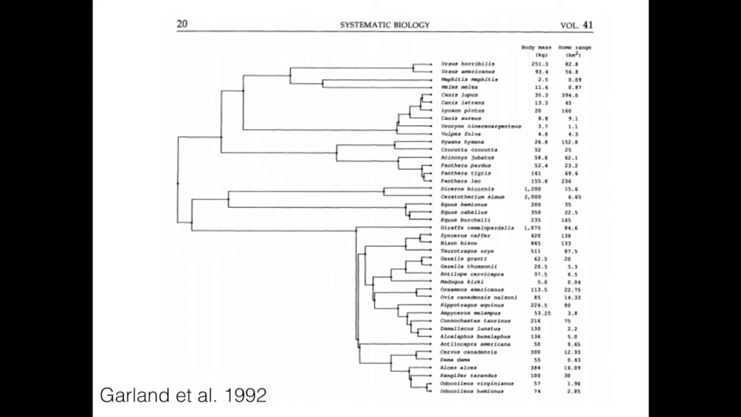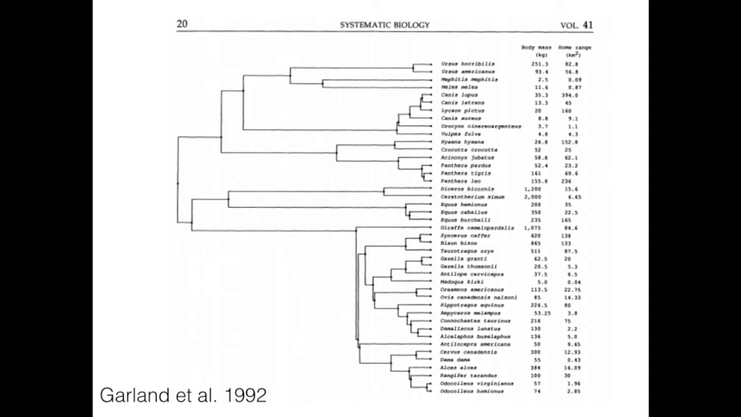Well, here's a data set that's famous in comparative biology because it was used in a paper by Garland et al. in 1992, which is really one of the first quantitative comparative methods papers ever published in Systematic Biology. The first column that we have there shows the body mass of the species in kilograms for a whole bunch of different mammals. We also have a column showing home range. We'll talk about that later.